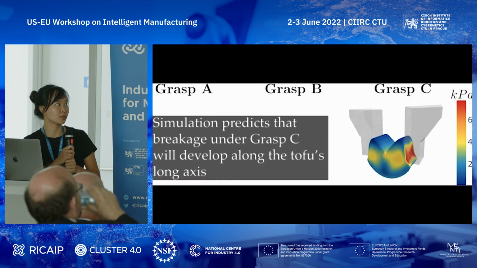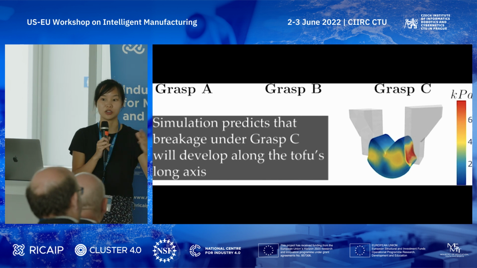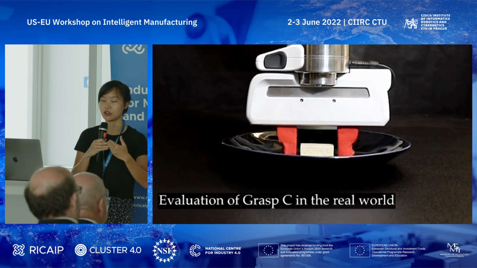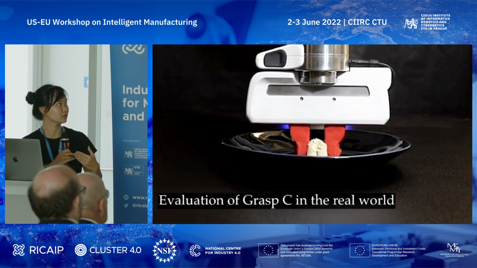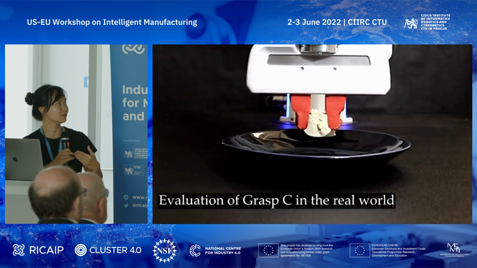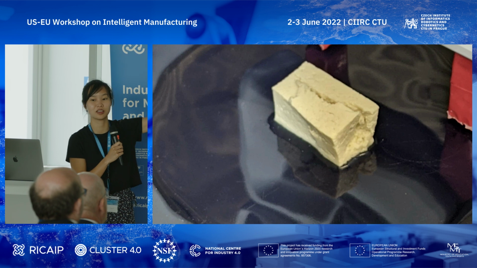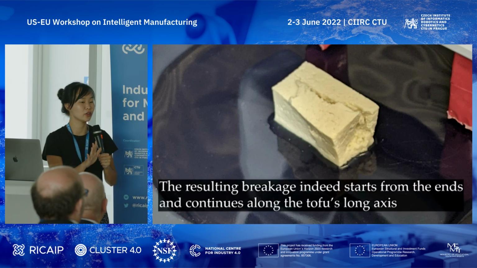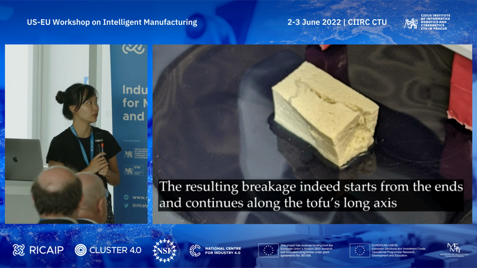And lastly, for grasp C, we estimate in simulation that very high stresses should occur at the points of contact and along the long axis of the tofu. And if you saw that, there was kind of breaking along that axis. So it's quite cool that you can sort of get an idea of how objects will react to different grasps.